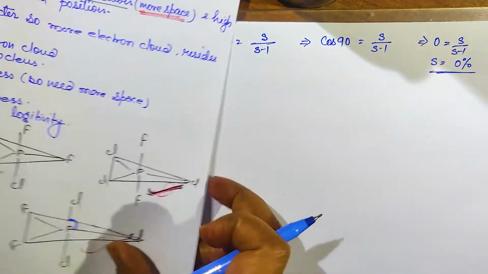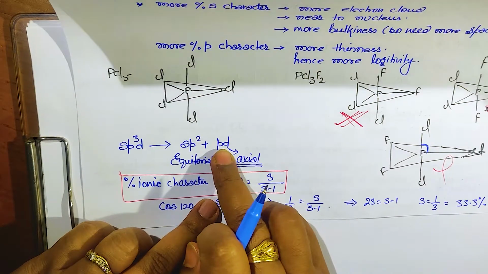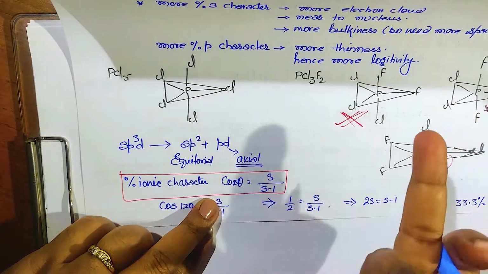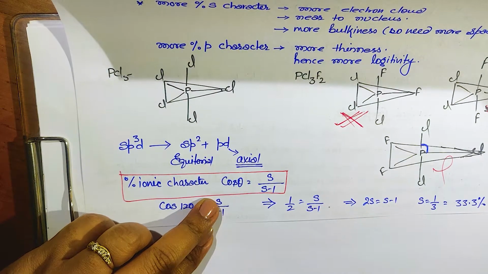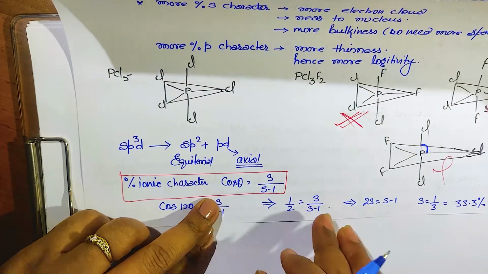And you just check, I have given this pd. There is no S on the axial पे pd रखा है, that means there is no S character. I hope it is clear. Any problem in this? Yes?